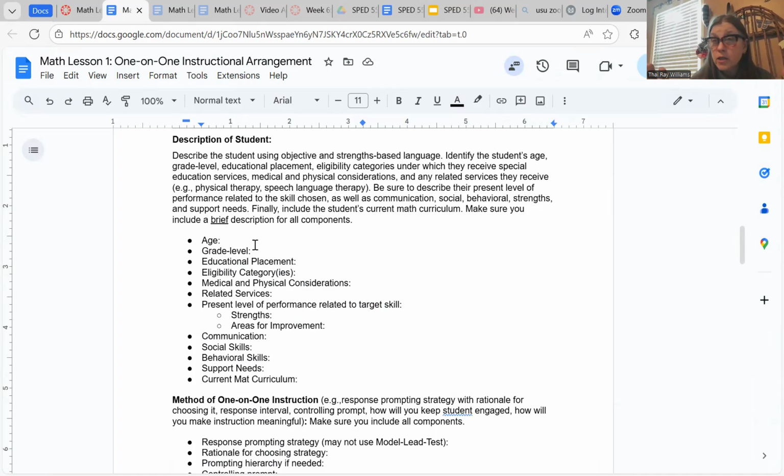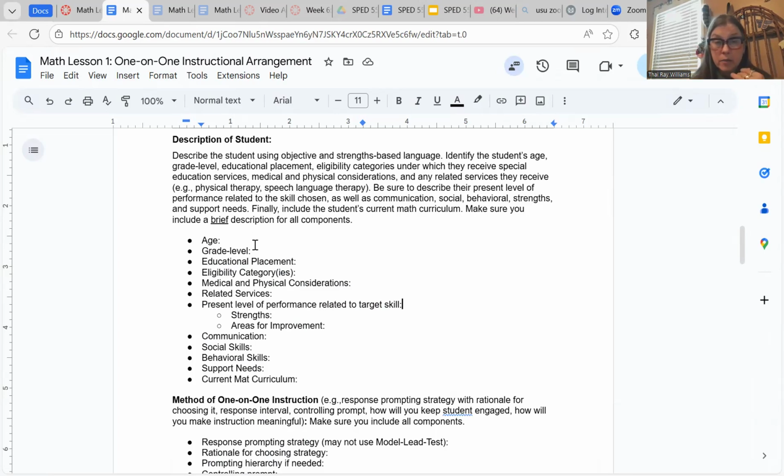What is their communication like? Are they verbal communicators? Are they using a mixture of AAC and sign language? What does their communication look like? What do their social skills look like? What about their behavioral skills? Because you need to take that into consideration, right?